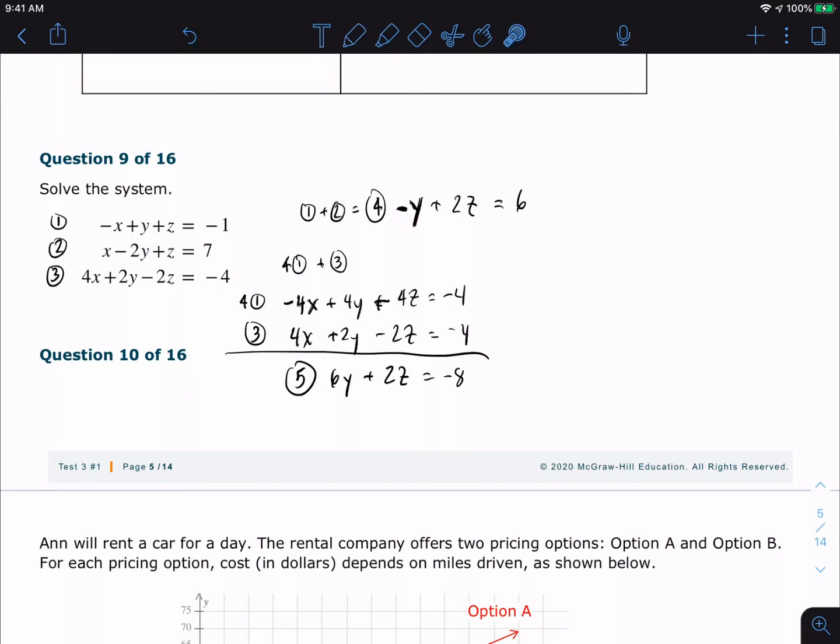So this is a negative 1y. This is 6y's. So don't I need to multiply this by 6 to make it the exact same number, but opposite signs? So what I'm going to do is 6 times 4, and then I'm going to add it to 5. So negative 6y plus 12z is equal to 36. And then 6y plus 2z is equal to a negative 8. Do you guys understand how I got that?